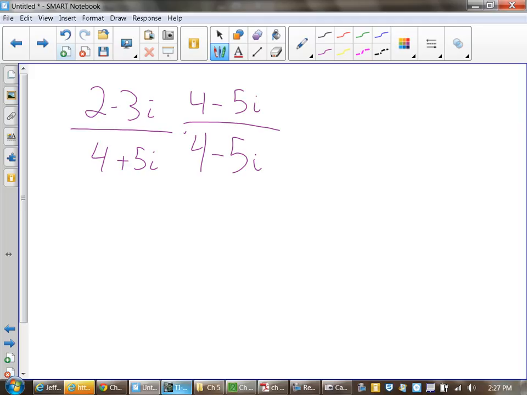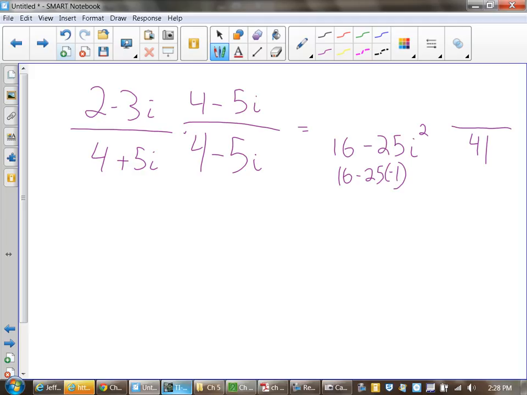Okay? And like you guys said, it's a matter of FOILing again. The denominator becomes a little bit easier since we know that the middle term is going to drop out. We wind up with 16 minus 25i squared. And what do I rewrite i squared as every time I see it? Good. So this becomes 16 minus 25 times negative 1, which is, what's my new denominator? 41. Is everybody okay with that? 16 plus 25, I get 41.